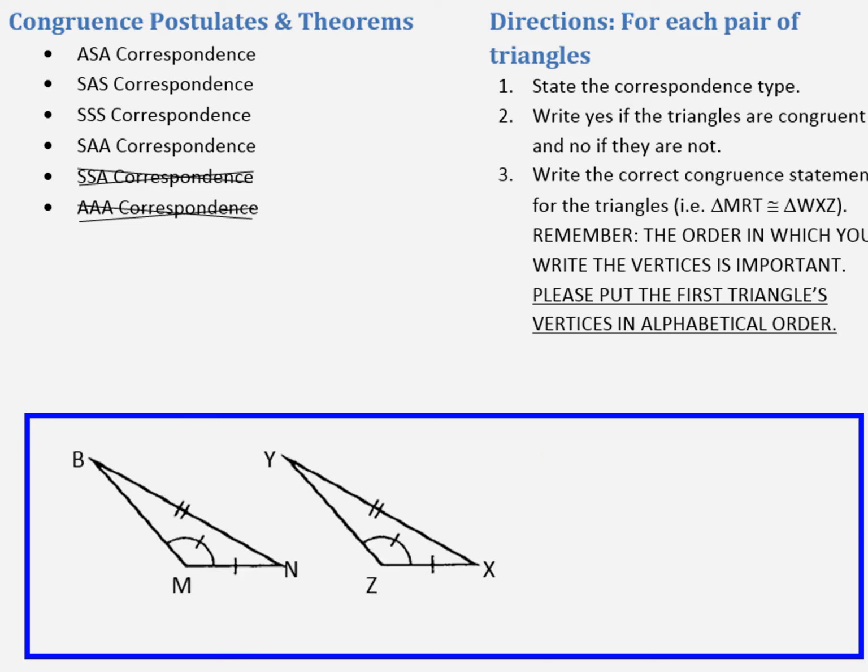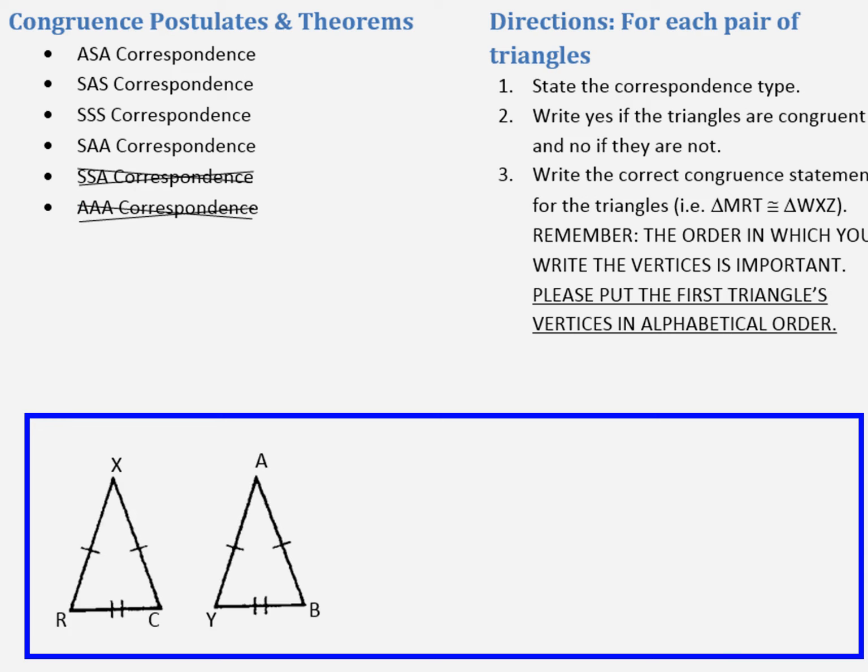Jump into this next one. We have two sides and a non-included angle. So this is a side-side angle, congruent to two sides and a non-included angle. So that is not a way to prove triangles are congruent. So this is a no. We can't prove the triangles are congruent. And so since we can't, we definitely are not going to write a congruent statement because we don't have congruent triangles. And so that's an example where you would just say it's no because it ended up being an SSA correspondence.